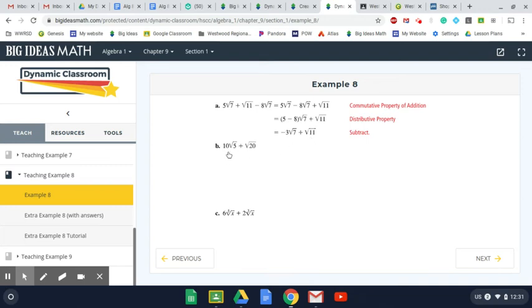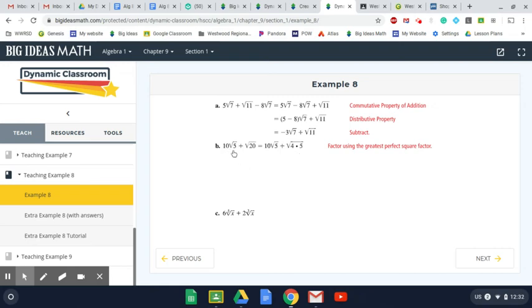We have 10 square root of 5 plus square root of 20. Now, the radicand of the first one is 5, and the radicand of the second one is 20. Right now, they are not perfect squares. However, 20 does have a perfect square factor inside of it, so this square root of 20 can be simplified. Let's simplify the square root of 20. I can see that the biggest perfect square factor inside of 20 is 4. 4 times 5 would give me 20.